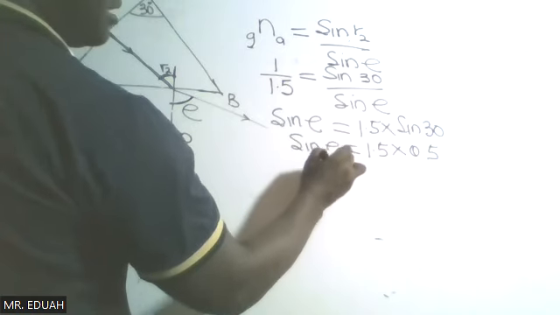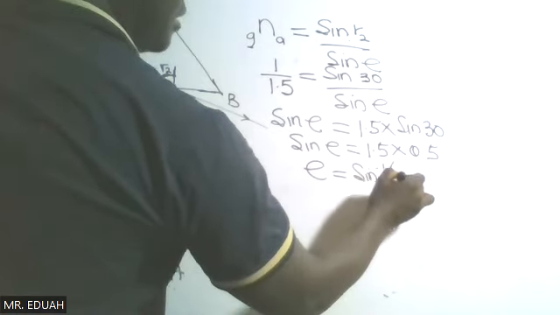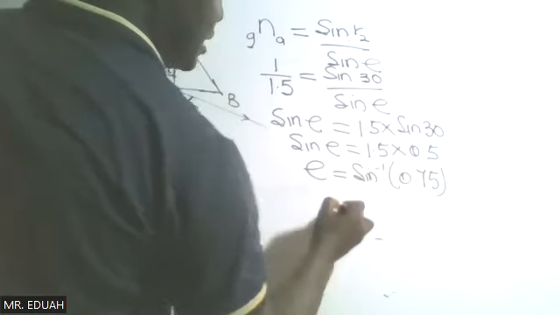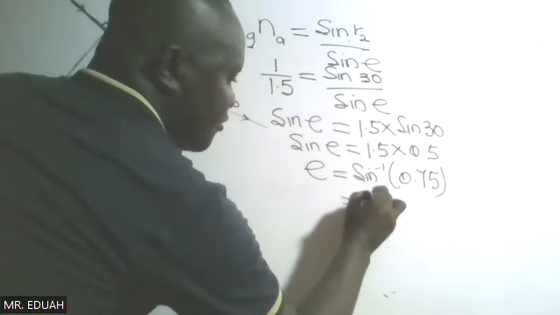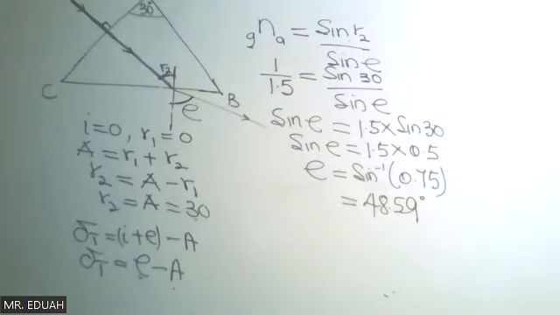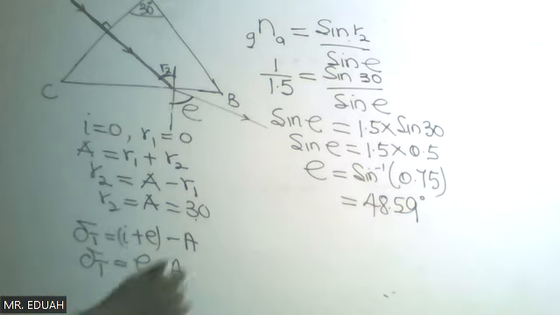Hilda, are you there? Mr. Chia, 0.75. So what is E? What is E? 48.59. 48.59 degrees. So once we found E, we can easily find the deviation as the ray leaves the prism.